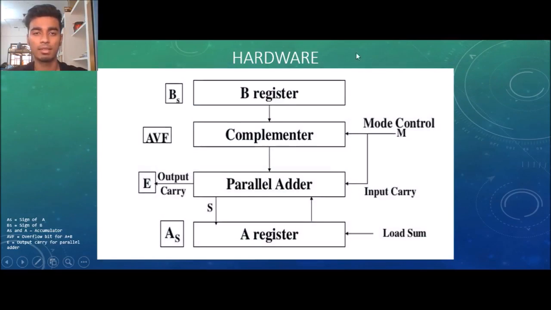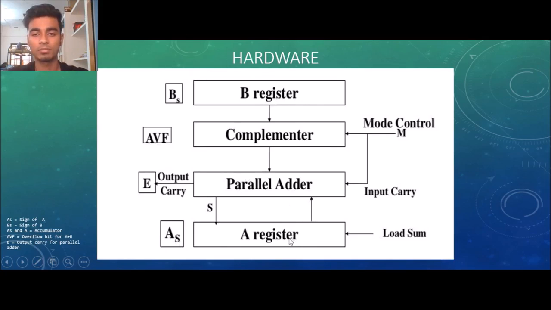Now we'll have a look at this circuit. We have 2 operands A and B which are stored in these 2 registers, and their sign bits are stored in AS and BS. Now let's take the case of addition.